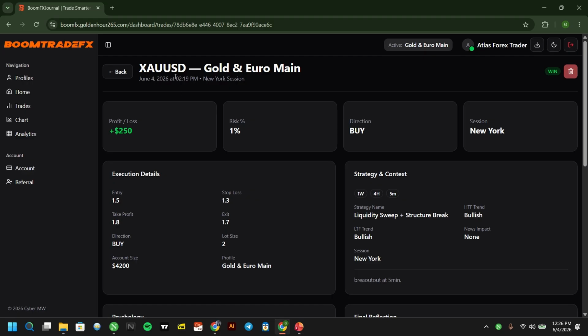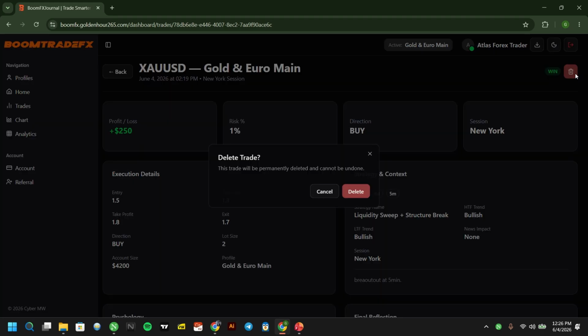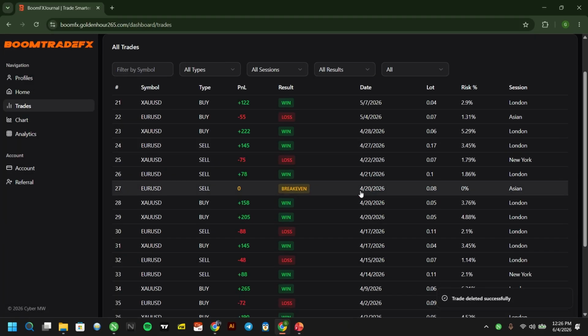I'm not going to keep this trade so that I don't destroy my profile, so I'll delete this trade. To delete the trade, you simply click on delete trade. We click on delete, and just like that, the trade has been deleted.